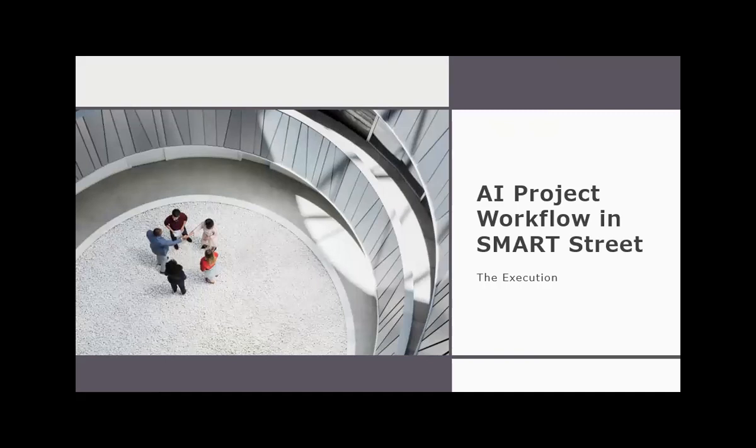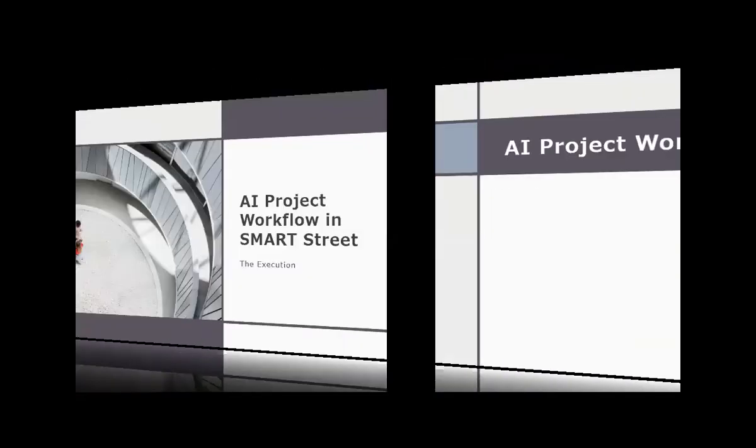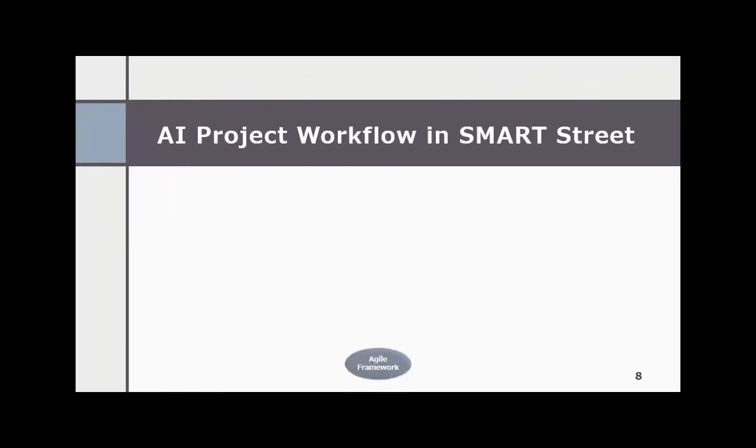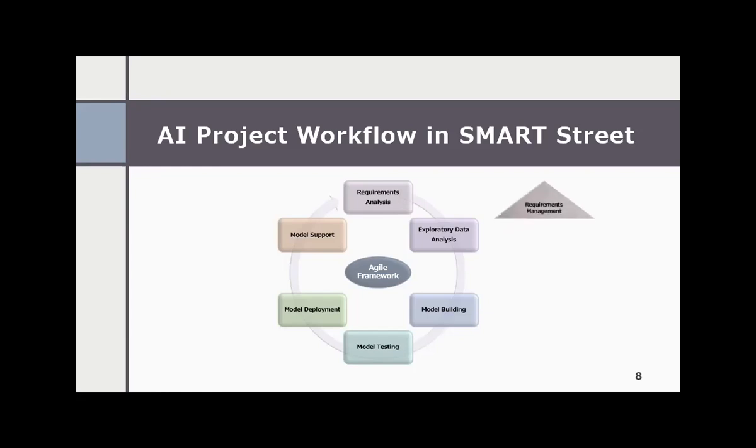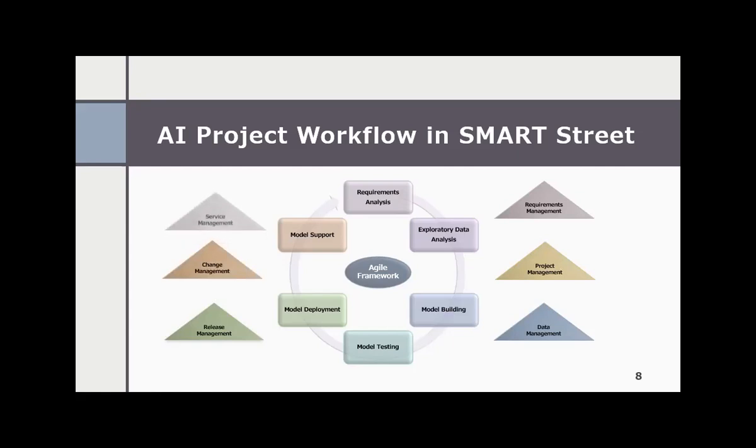So AI project workflow in Smart Street, the execution. AI project workflow in Smart Street uses agile framework and revolves around requirements analysis, exploratory data analysis, model building, model testing, model deployment, and model support. All these core steps are well supported by requirements management, project management, data management, release management, change management, and service management.